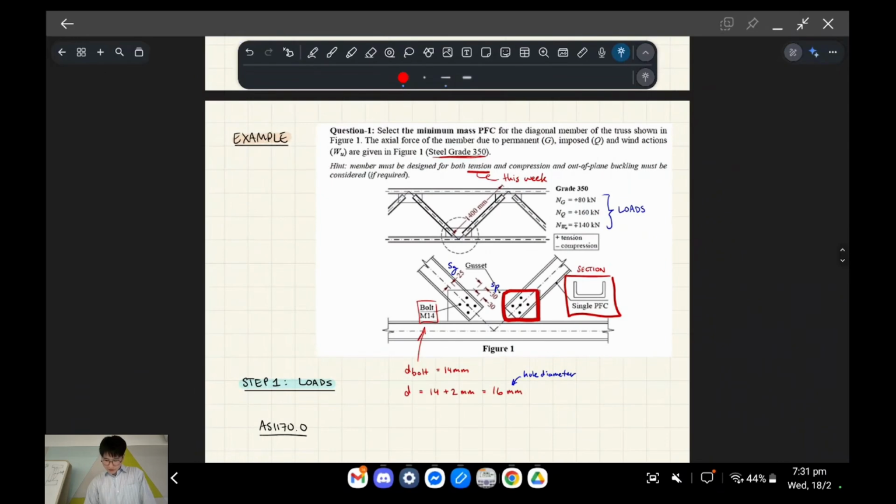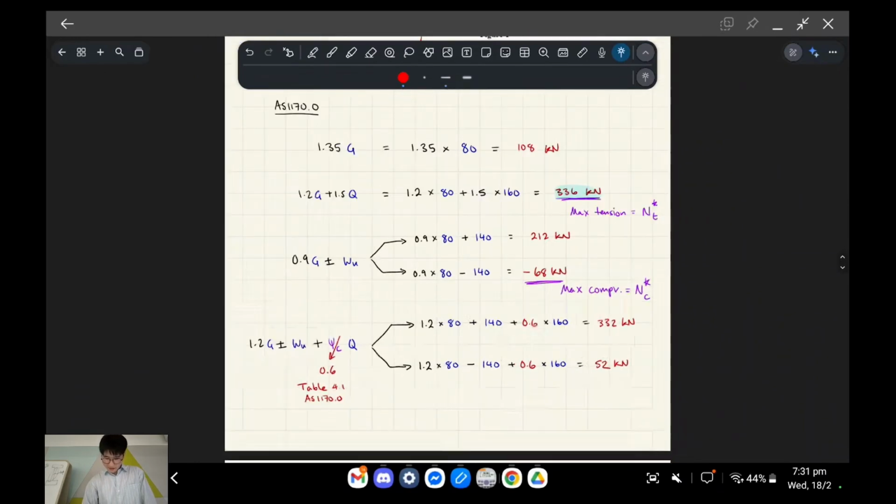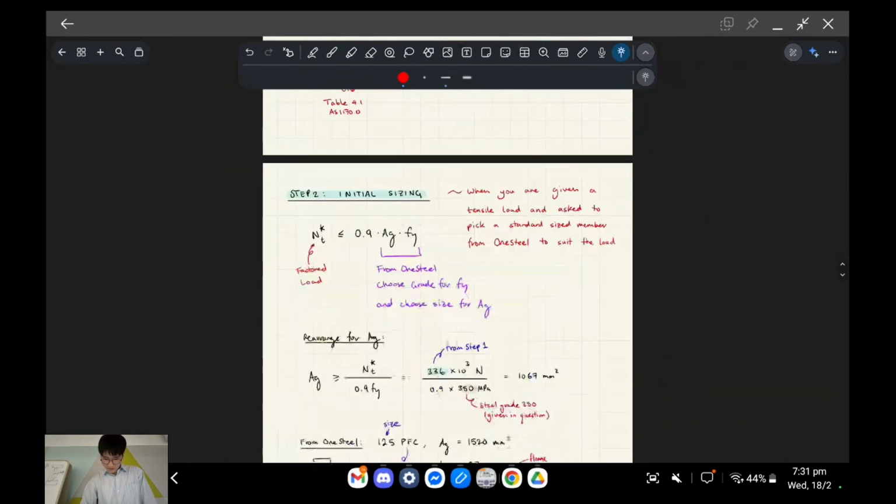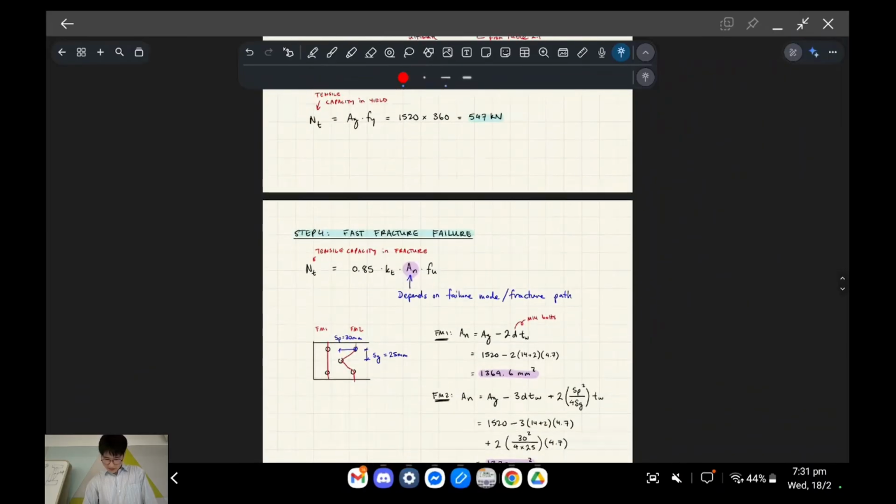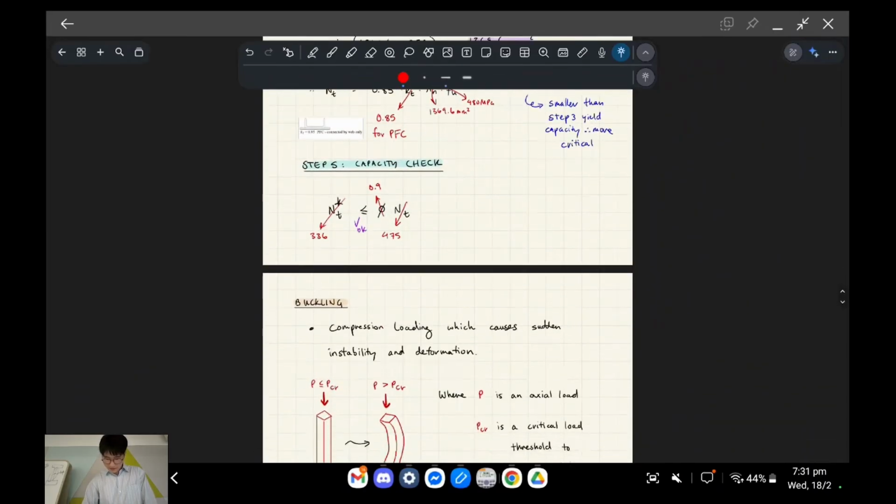There is an example, but I won't go through it. It is included, so if you ever want to look at it, this is how you do it. Initial sizing, capacity, loads, all that. It's actually a bunch of examples.